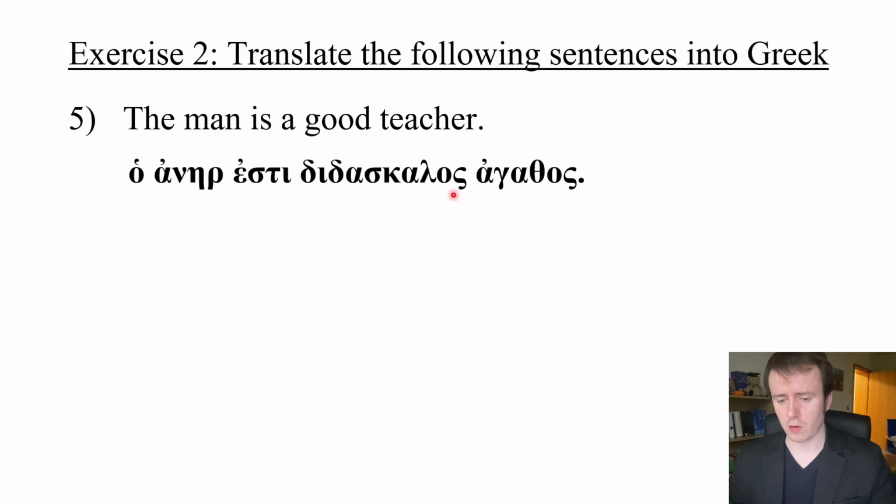These two are agreeing with each other because they're both masculine nominative singular. And just to be clear, agathos is masculine nominative singular because the noun it's describing, didaskalos, is masculine nominative singular. And the reason they're nominative is because they're the complement of the verb to be. They're the thing that's following the word is. So, the man is a good teacher.